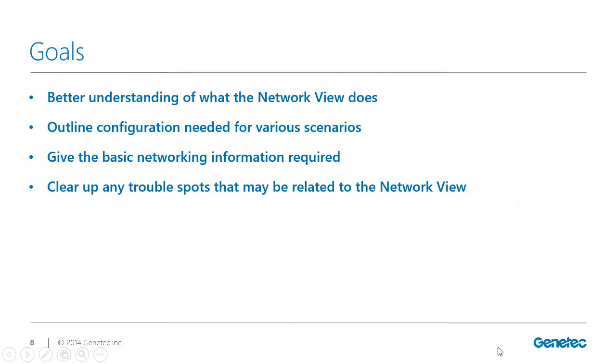Now, before we get started, I wanted to talk a little bit more about what we're trying to accomplish for this webinar. The general goal of the webinar is basically to get a better understanding of what the network view does and how to configure it. Examples are always nice, so we wanted to make sure we give a few scenarios and how you would set those up in the network view and how the system would be handling the information. While we're at it, we wanted to also give you a basic refresher on some of the networking information you'll need, like the difference between unicast, UDP and multicast. The last thing was to present any problems you might run into that involve the network view.